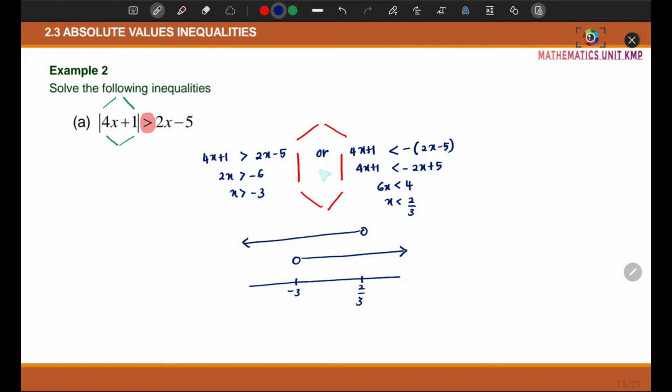So OR is union. Union means that all line. So the answer should be all line. So here we have, so our answer should be everything. So which is answer from negative infinity to infinity. So remember, intersection, we just use the intersection between two lines, but if union, all line.